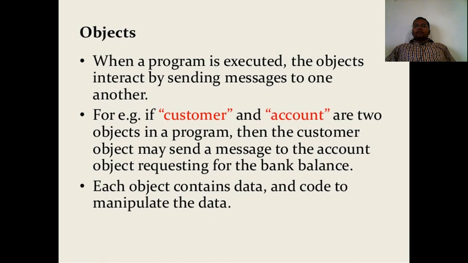Next, when a program is executed, the objects interact by sending messages to one another. For example, if a customer and account are two objects in a program, then the customer object may send a message to the account object requesting the bank balance. Each object contains data and code to manipulate the data.